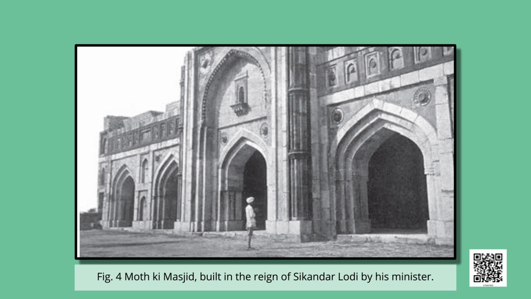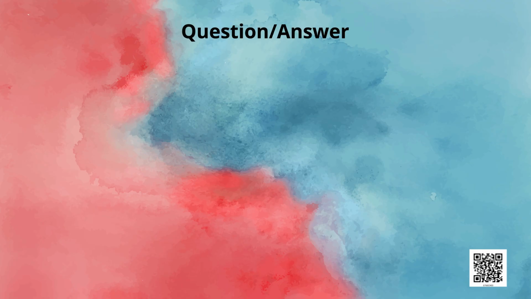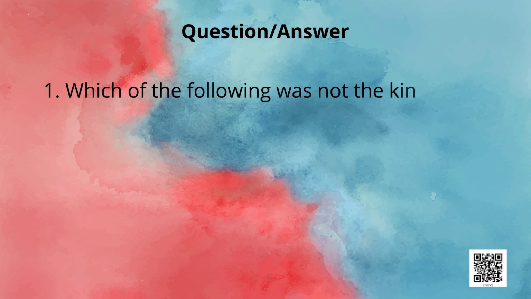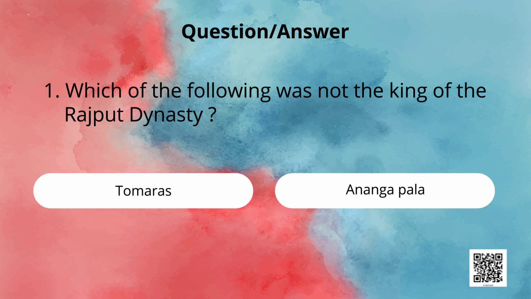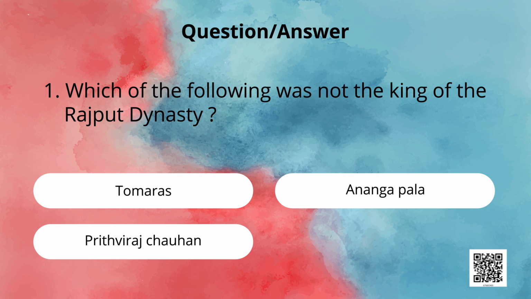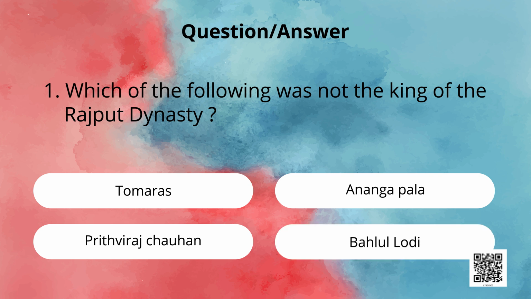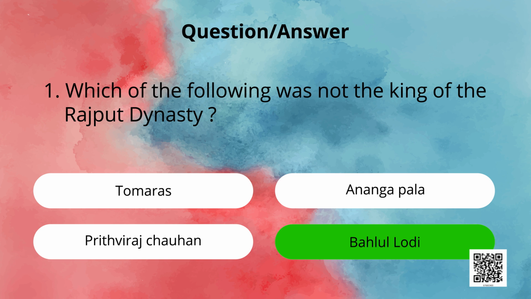So students, now we will discuss our question answers. So be ready. First question: which of the following was not a king of the Rajput dynasty? Options are Tomars, Anangpal, Prithviraj Chauhan, Behlol Lodi. Correct answer is Behlol Lodi.